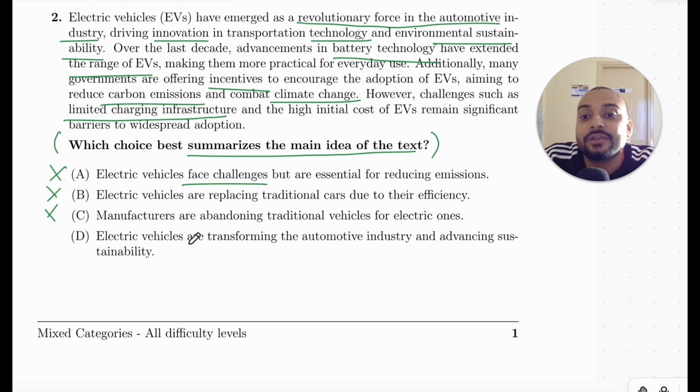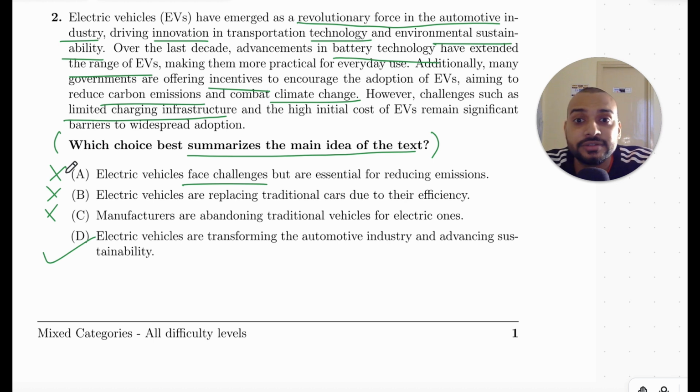Option D. Electric vehicles are transforming the automotive industry. That is correct. And advancing sustainability. So option D talks just about the initial theme that was mentioned, the automotive industry transformation and advancing sustainability. It's not talking about other things like the challenges or improvement in battery technology, but whatever it's covering is the correct one. That's the thing. It is the most accurate from the given options. There could have been an option which could have covered the points in greater detail. Then in that case, that option would be correct. But given these four, option D is the correct one. Okay.